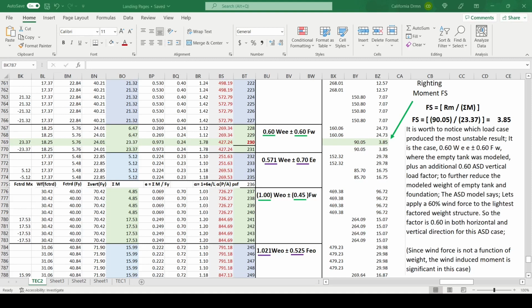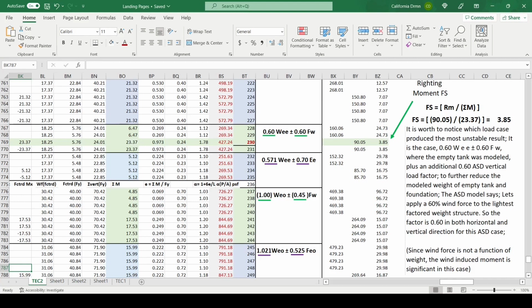It is worth noticing which load case produced the most unstable result. It is the case 0.60 WEE plus or minus 0.60 FW, where the empty tank was modeled, plus an additional 0.60 ASD vertical load factor, to further reduce the modeled weight of empty tank and foundation.